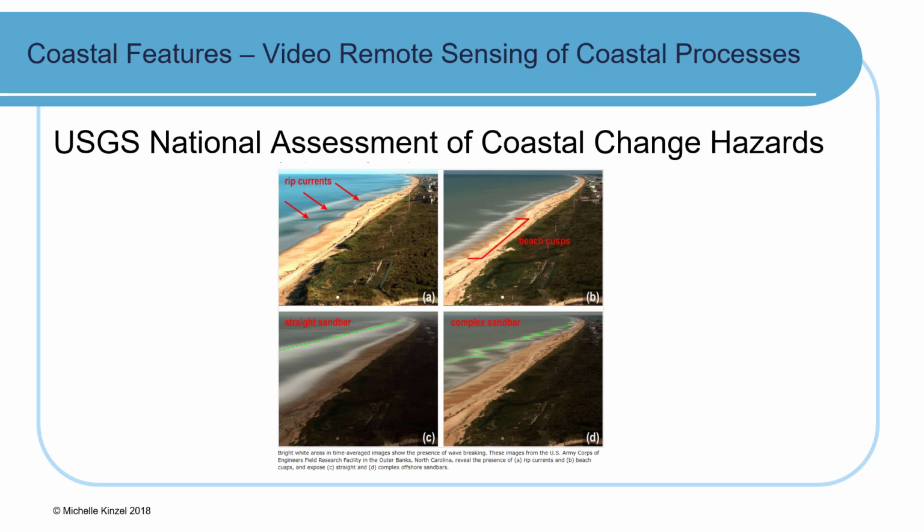So here are some examples of things that you can monitor with coastal changes, and some of them are hazards. So we have rip currents that are shown in the upper left at the end of those red arrows, and they're the dark water. You can see beach cusps, the movement of those waves and sand patterns. In the lower left in C, you can see a straight sandbar, and then in image D on the right is a more complex sandbar.